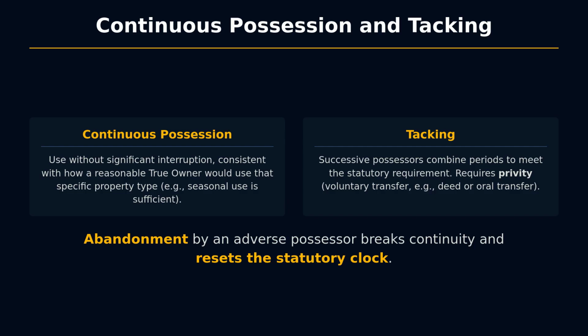statutory requirement. Tacking is permitted only if there is privity between the successive possessors. Privity is established by a voluntary transfer of the property interest, such as a deed, a will, or an oral transfer of possession. Abandonment of the property by an adverse possessor breaks continuity and resets the statutory clock entirely.